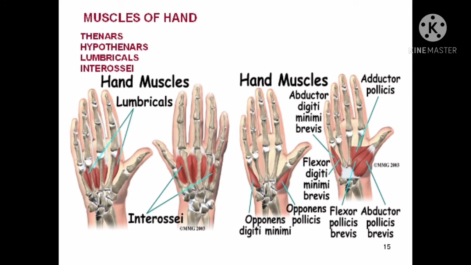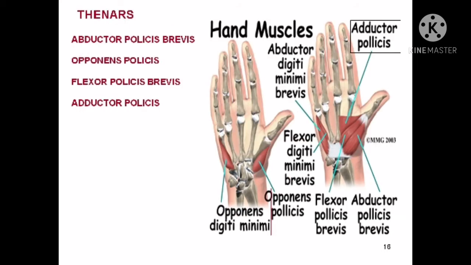The muscles of the hand are the intrinsic muscles of the hand. There are four groups of the intrinsic muscles: the thenar, hypothenar, lumbricals, and the interossei. The thenar muscles, their arrangement shown in the diagram on the right side, are the abductor pollicis brevis, the flexor pollicis brevis, the adductor pollicis, and the opponens pollicis.